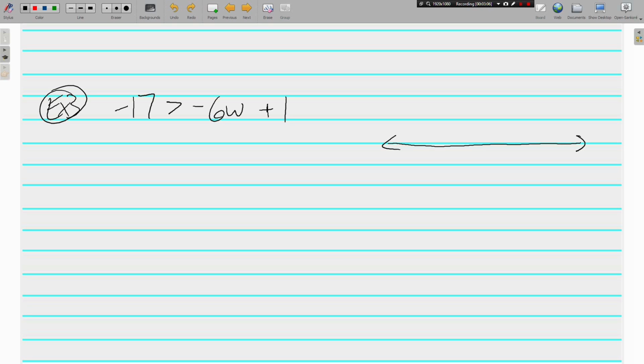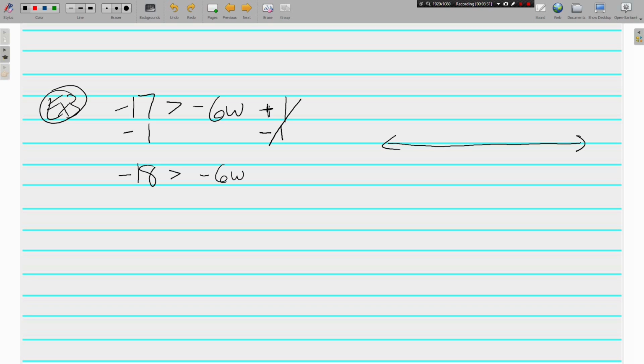Negative 17 is greater than negative 6w plus 1. Save the term with the variable for last. Going to undo a positive with a negative. On the left, negative 17 and negative 1 is negative 18. Negatives and negatives make more negatives. And we've got negative 6w on the right.